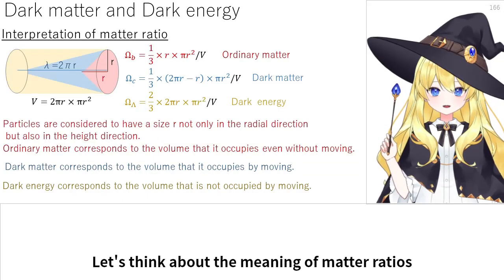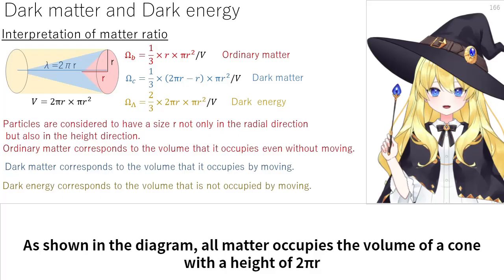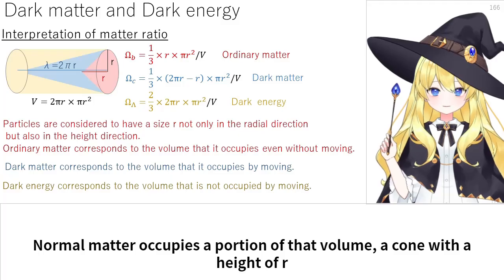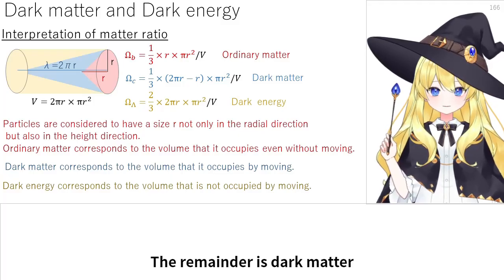Let's think about the meaning of matter ratios. As shown in the diagram, all matter occupies the volume of a cone with a height of 2 pi r. Normal matter occupies a portion of that volume, a cone with a height of r. The remainder is dark matter.